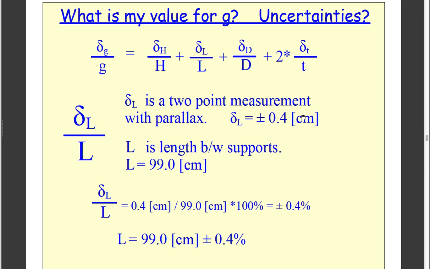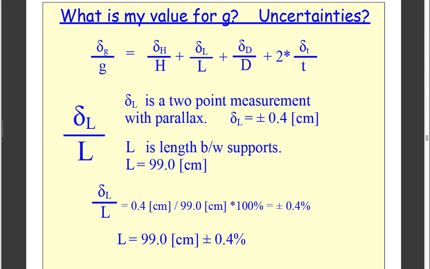But I want to keep the units the same, the dimensions the same as my length. And the length, L, is just the length between the supports. And here for mine it was 99 centimeters, but I reported it as 99.0 in order to match the precision of my uncertainty. Delta L over L, I calculate that by 0.4 centimeters divided by 99 centimeters times 100%, and I get plus or minus 0.4%.